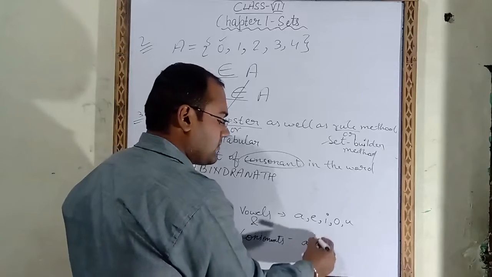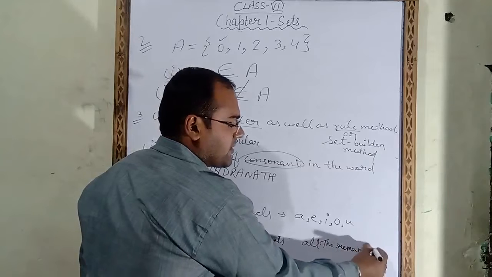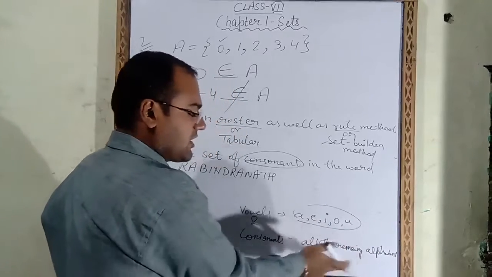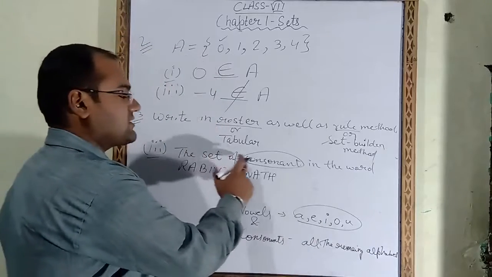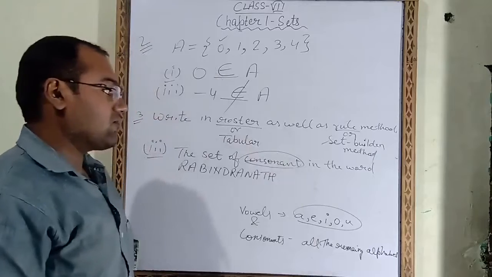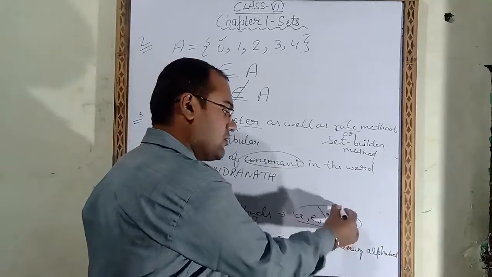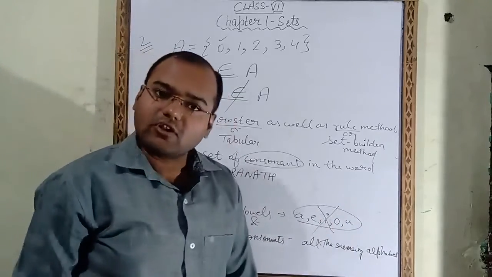All the remaining alphabets, except these, will come under the category of consonant. So we have to write the set of consonants. That means we will not take A, E, I, O, U because these are vowels. He said we have to write consonants.